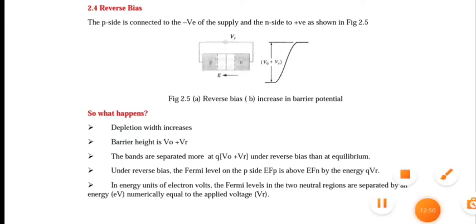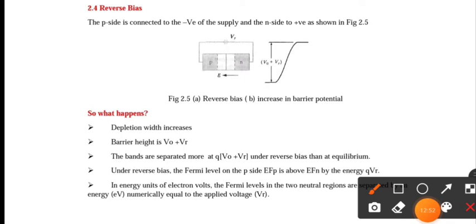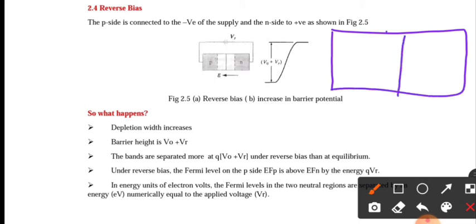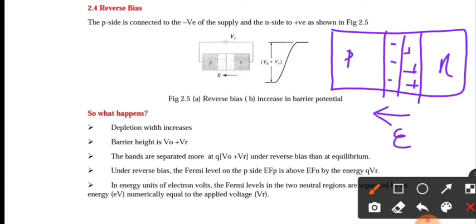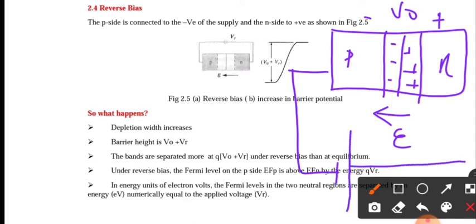We know that due to the equilibrium condition, we had a barrier or depletion region having negative charge at the P side and positive charge at the N side. Due to that, one electric field E was present. Due to that, one barrier potential V0 was also present. So when a reverse bias is applied, that is, P is connected to the negative terminal of the battery and N is connected to the positive terminal, what will happen?